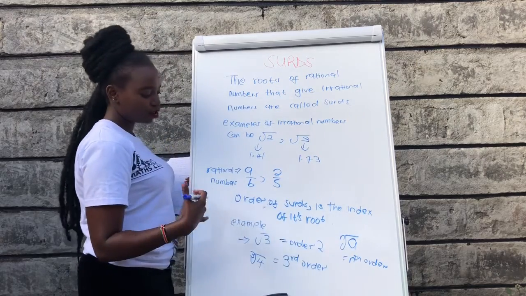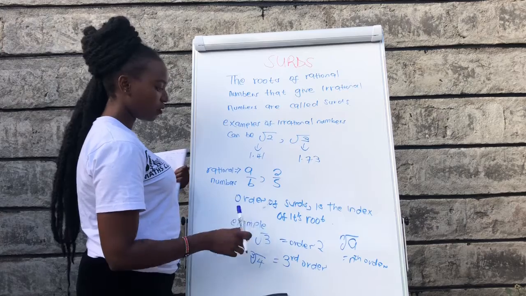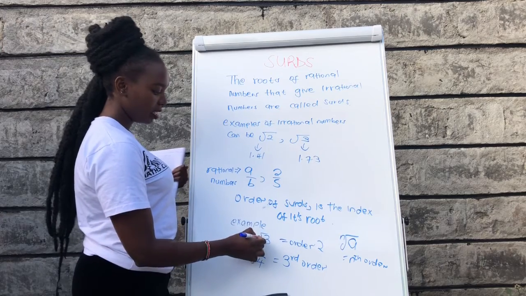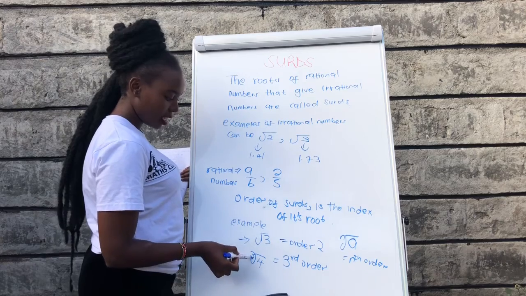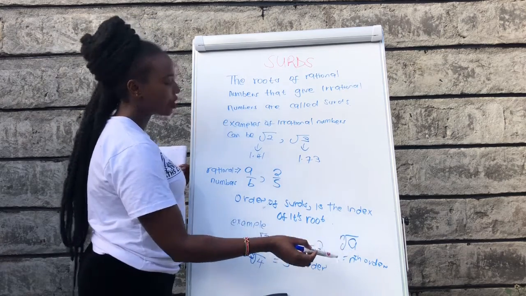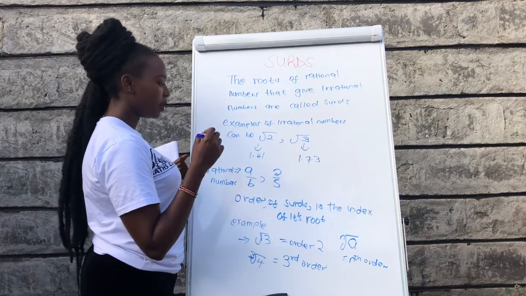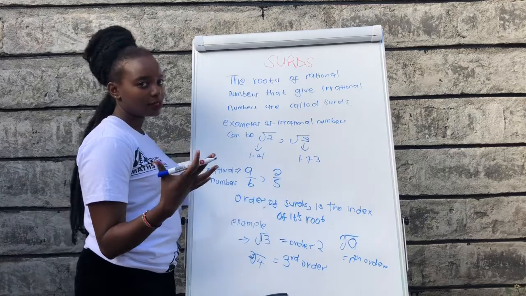So this is just an introduction about what you need to know, and we've seen that when asked to find the order, you find the index of its root. So for here it will be the third order, here the second order, and here the nth order. So now let's go further and look at like and unlike Surds.